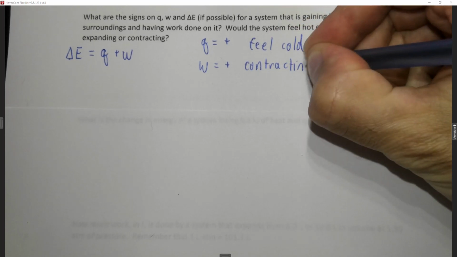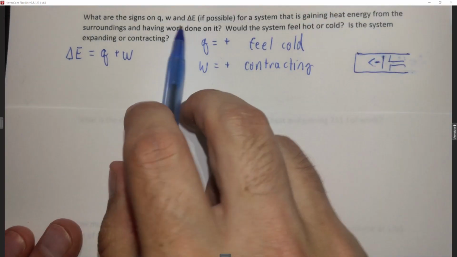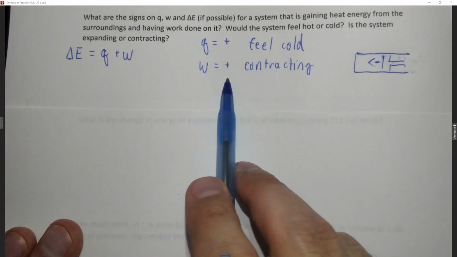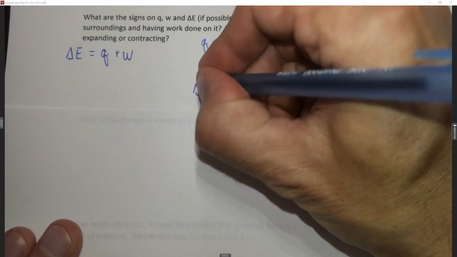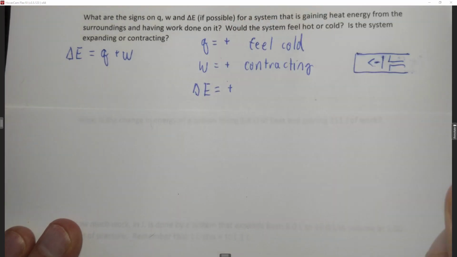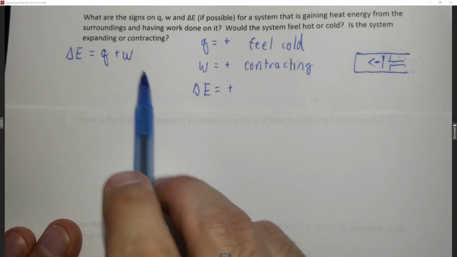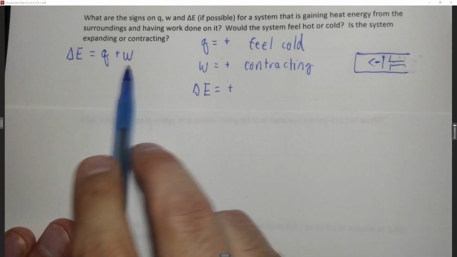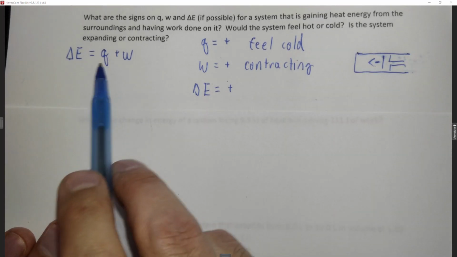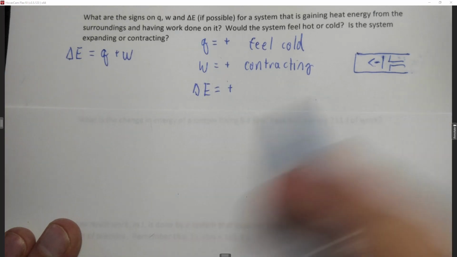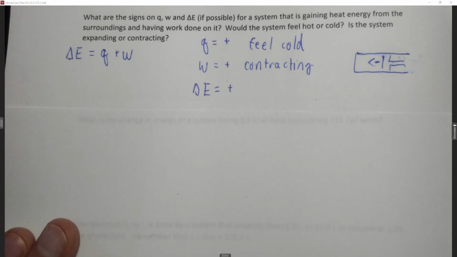Now, if we look at the last part, what is the sign on delta E? Well, if delta E is Q plus W, and Q is positive and W is positive, delta E also has to be positive. Note that if one of the two is positive and the other is negative, you wouldn't be able to tell the sign on delta E because you would need to know the magnitude of Q and W. But if they're both positive, delta E has to be positive, and of course if they're both negative, delta E has to be negative.